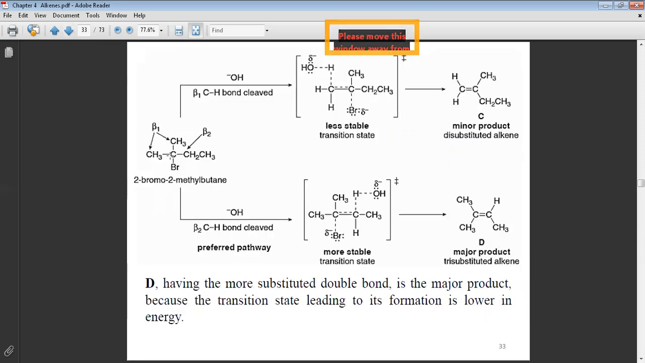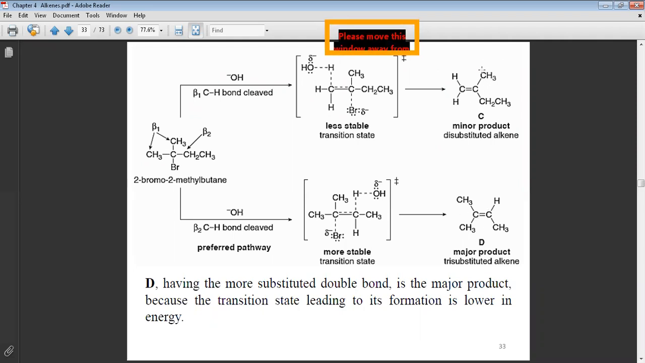Look at this reaction. How many different beta carbons do we have in this compound? We have two different beta carbons. This one is B1, and this one is different, it will be B2. That means we have two products. If you remove this proton, it gives you this product. If you remove this other proton, it gives you this product.